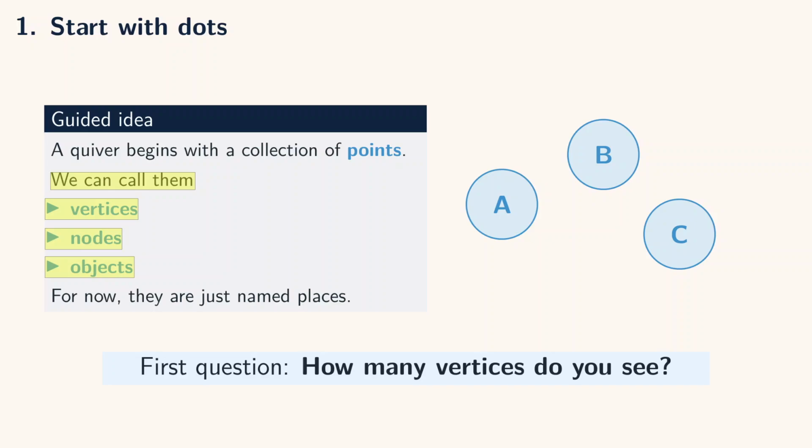So here is your first question to think about. Looking at those 3 points, A, B, and C, how many vertices do you see? The answer, of course, is 3. But the habit of pausing and counting carefully is one we want to build right from the start.